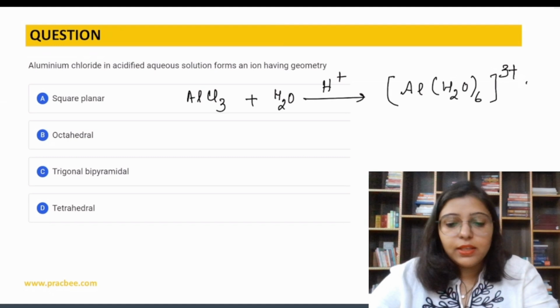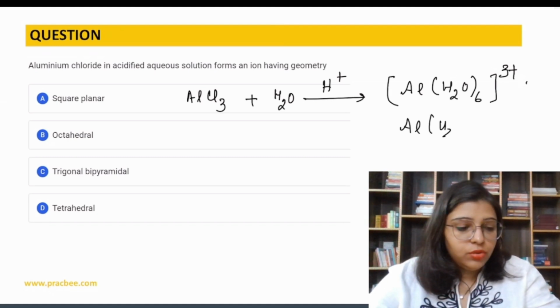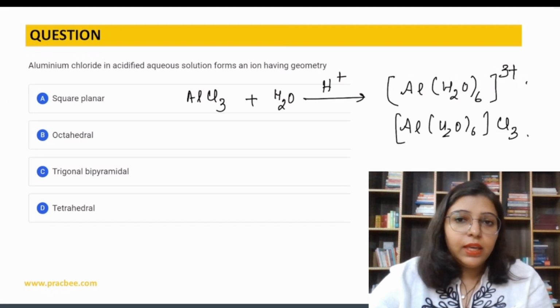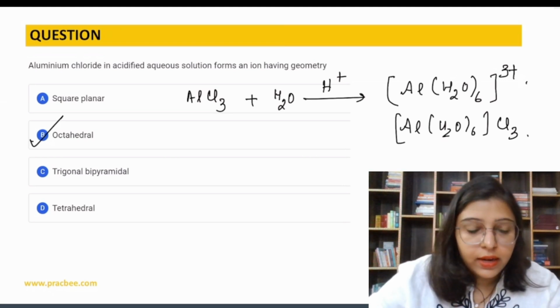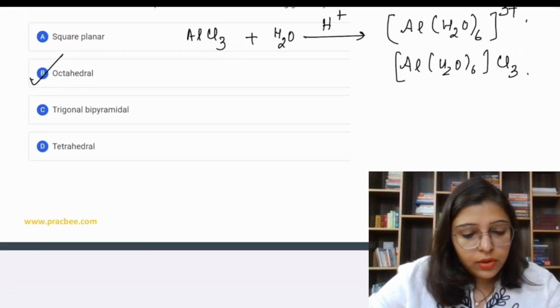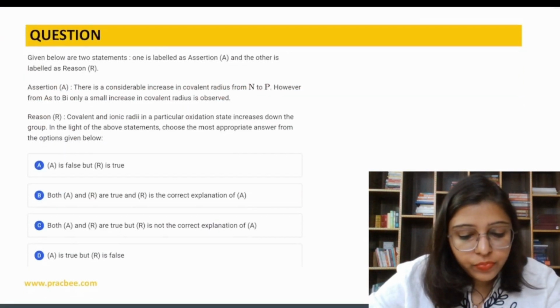So we get this thing. Or we can also write Al(H2O)6 and here we write Cl3. Okay. So octahedral. We have complexes which exist in octahedral geometry. Now, so answer is B for this question. Now let's do the next question.